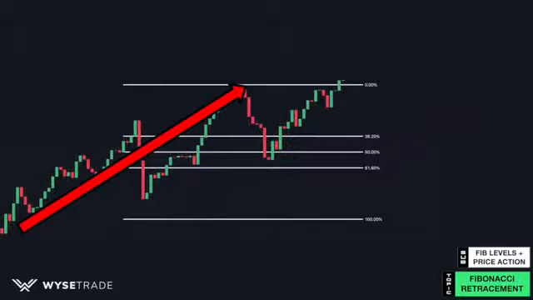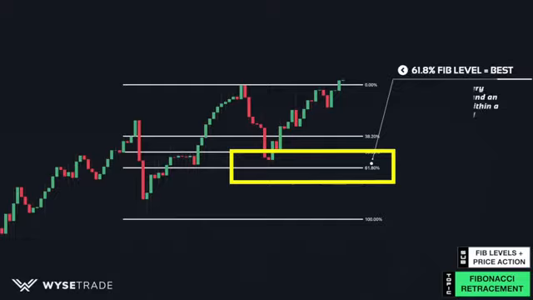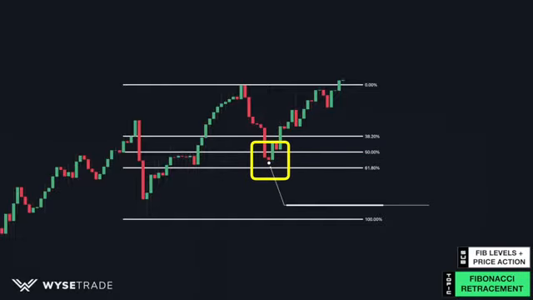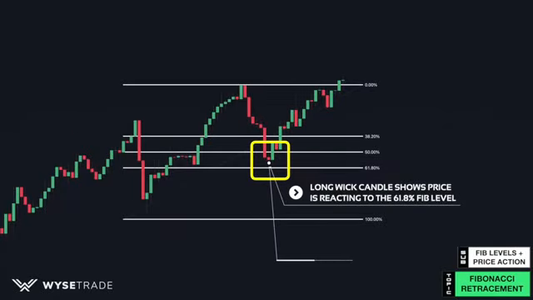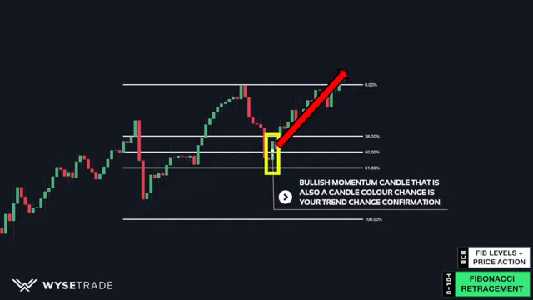You have your uptrend through the higher highs and higher lows. Price pulls back to the 61.8% Fibonacci level, which represents a very deep pullback and an area of value within a moving uptrend. You had long wick candles form right at the fib level, showing that price is indeed reacting to the fib level. You then wait for a trend change confirmation before taking long trades, which you had through the bullish momentum candle. That is also a candle color change.